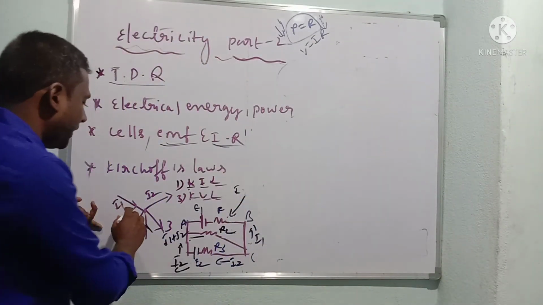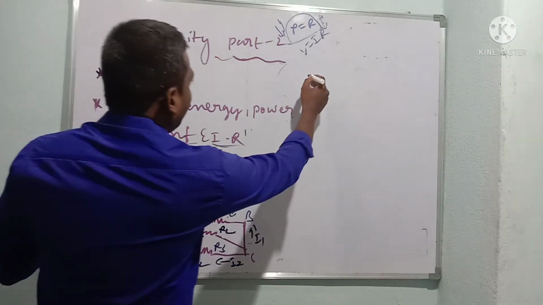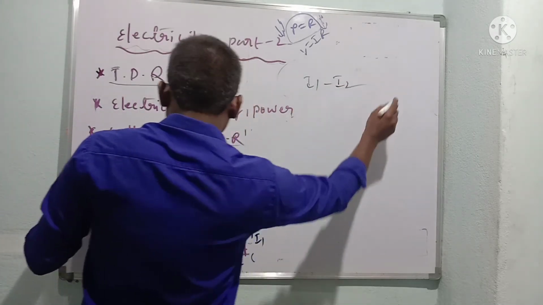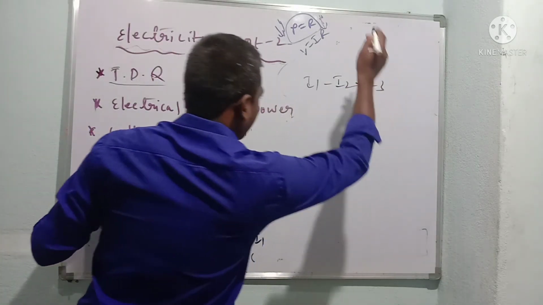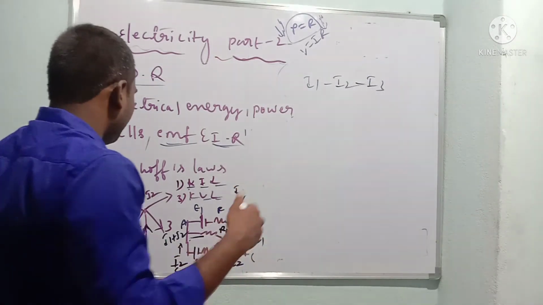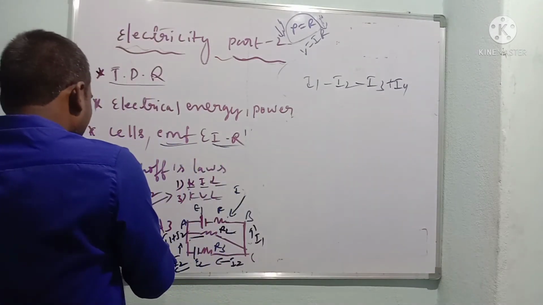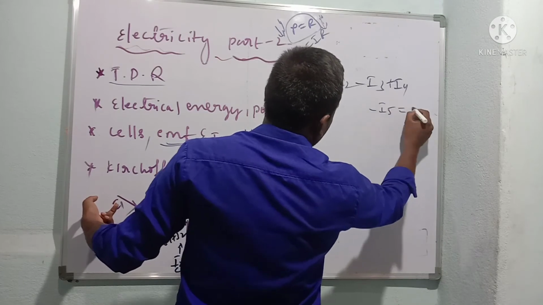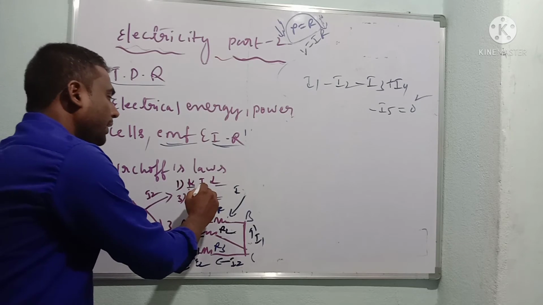Now I1 is entering, children. Entering means positive, so I take plus I1. And I2 is moving away, minus I2. I3 is moving away from the circuit, minus I3. And I4 is moving inside the circuit, current is moving inside, then we take plus I4. And again I5 is moving outside, minus I5. This is equal to 0. So this is all about Kirchhoff current law.